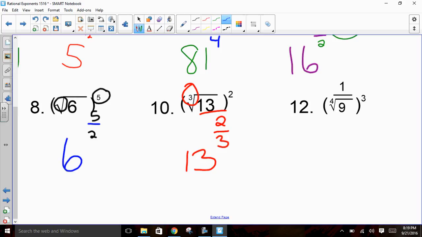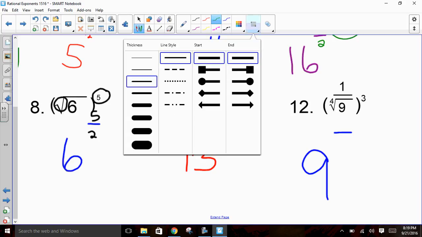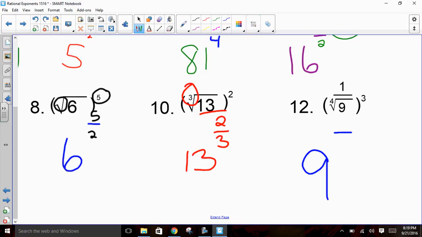And then lastly, number 12, I'm going to have my big base, or my number of 9, to some power. My denominator will be that 4. The numerator will be that power of 3. It is a negative fraction to begin with, so it's 9 to the negative 3/4.